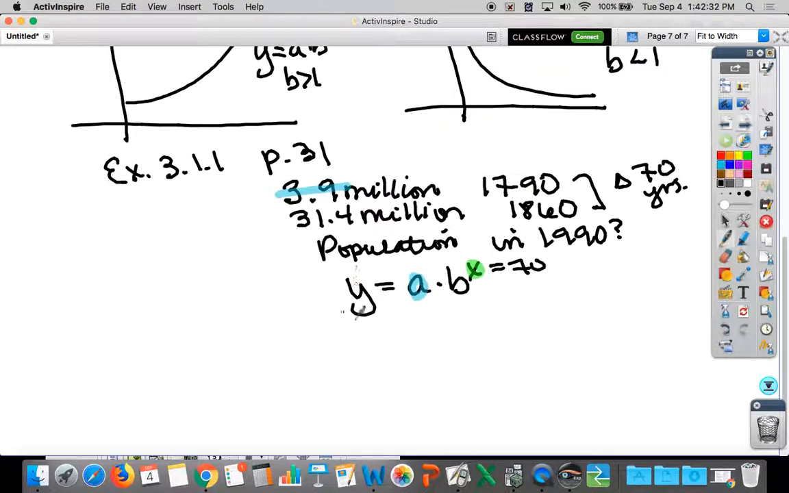Now, what do you think the Y would be? So far I have 3.9 here. They did not tell me my growth factor. I know my X is 70. No, not yet. I have to find my B. I can't find my B with two unknowns.